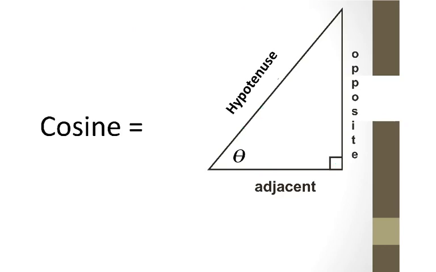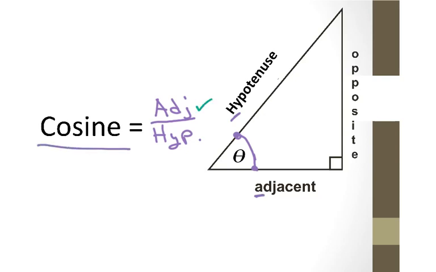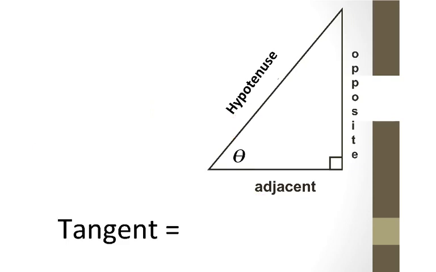So the next trig ratio is cosine. Cosine is adjacent over hypotenuse. Here's my theta. What always touches the arc? Your hypotenuse and your adjacent. So cosine is adjacent over hypotenuse, numerator over denominator. And then the third one I'm going to talk about is tangent.